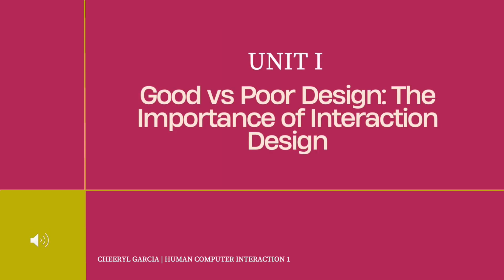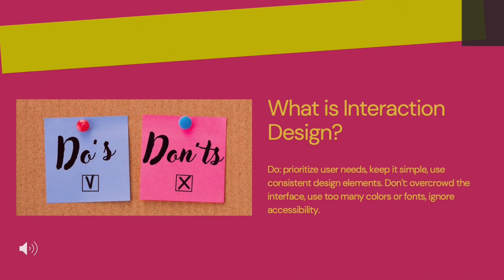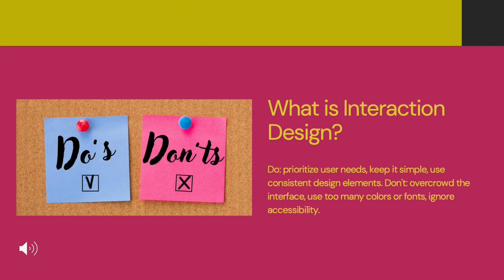So we will be discussing good versus poor design. What is its importance in doing interaction design? What is interaction design? In designing systems like the use of an ATM, which involves interaction from the user, these are the things that you should bear in mind. Do prioritize user needs. For instance, with an ATM, identify the user needs. What are those? This includes withdrawals, balance inquiry, bills payment, and others.